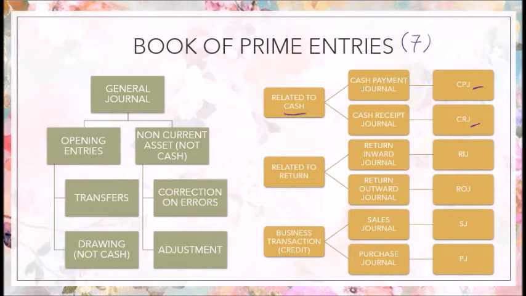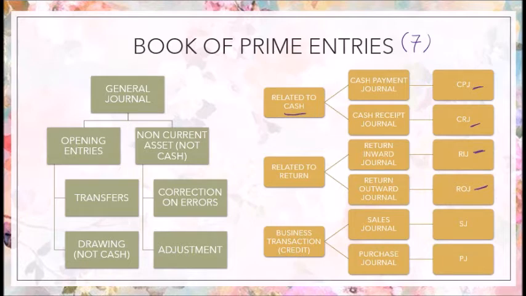When the transaction is related to returns, any returned goods, you will go into either the return inward journal, RIJ, or the return outward journal, ROJ. Any return will always relate to these two journals.